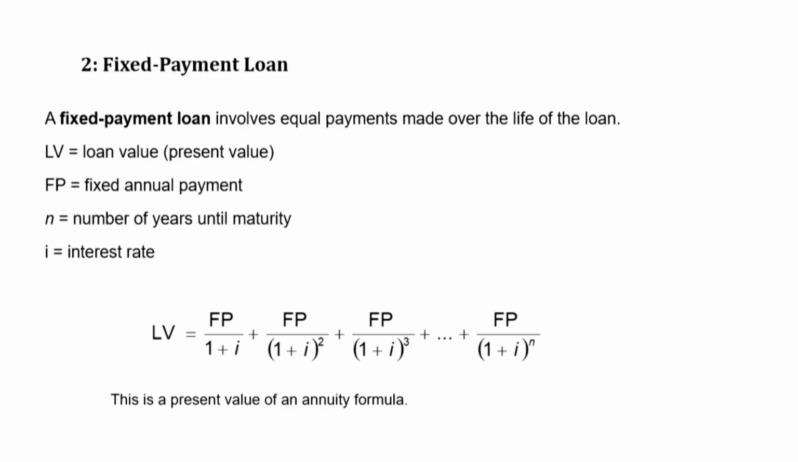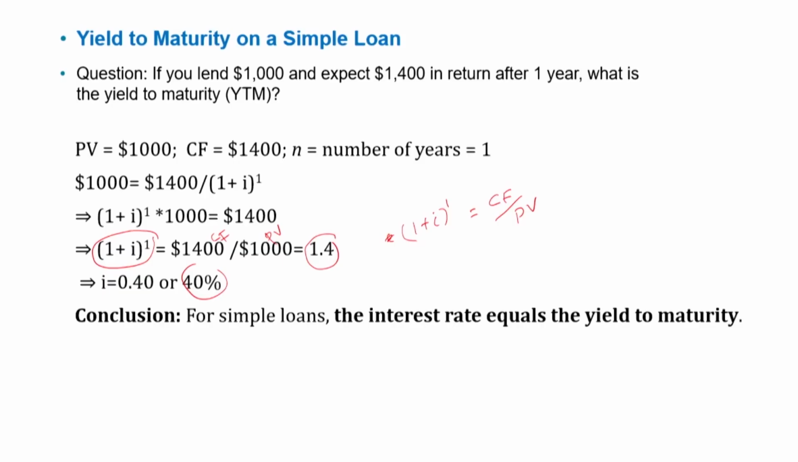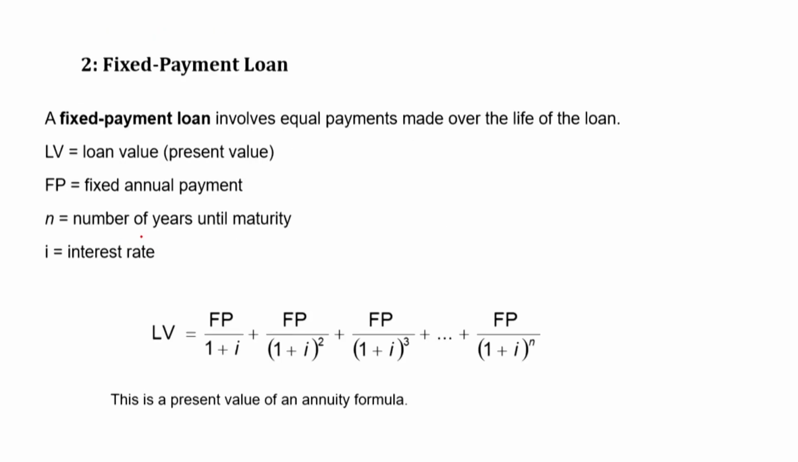Now let's move to another kind of debt instrument. That one is called a fixed payment loan. By the way, the same way you can calculate it, because here I used only 1 year. You can calculate for n number of years. Whichever year you want, you just put that value here, then you will get the rate of interest. So let's now move to another debt instrument called the fixed payment loan.